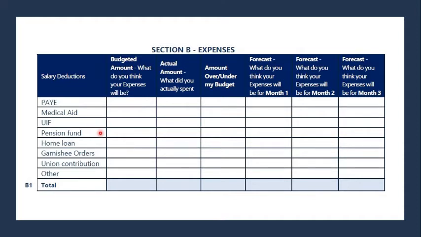UIF, pension fund, home loan. This home loan here is if you have your own home and your work deducts the premium already from your salary. If they don't, then obviously you can't fill in something like this here. Then that would be up to you to pay. We'll discuss that shortly. Garnishee orders, any court orders for accounts you do not pay. Union contribution if you have one, anything other expenses. And then again, all the totals you're going to complete for me as well.